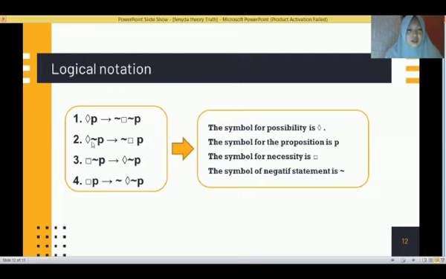And then possibility, not proposition. So it is not necessity P. Necessity not P is a possibility not P. And necessity P is not possibility not P. It is the logical notation. The example of logical notation we can look in another slide. Okay.